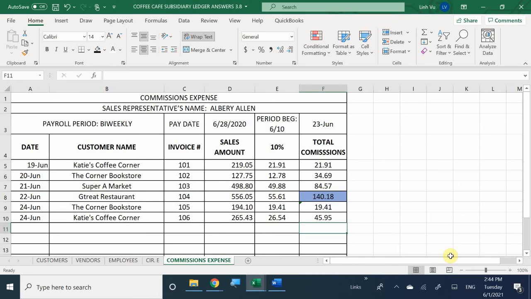Which one are we on? The commissions. We just calculated the corner bookstore for the 194.10 to give us $19.41, and we just combined those two together with the 19.41 and the 26.54. Correct.